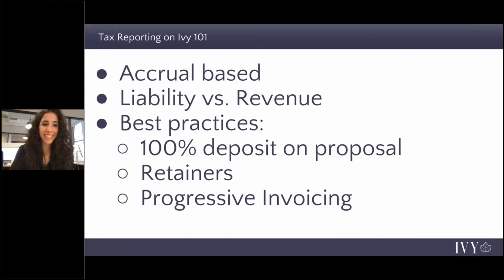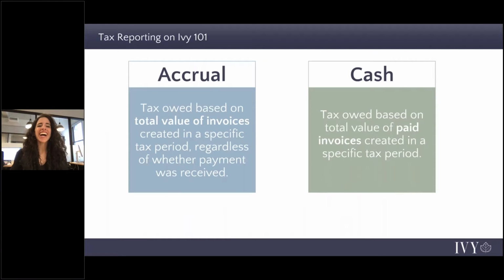So let's go. In general, in accounting, there are two different types of reporting structures. There's accrual-based and cash-based. And Ivy's reporting structure is accrual-based. And this is really important to know. If you integrate with QuickBooks Online, in QuickBooks Online, you determine whether your reports are accrual or cash. However, by default in Ivy, everything is accrual-based. And this is to simplify tax reporting.